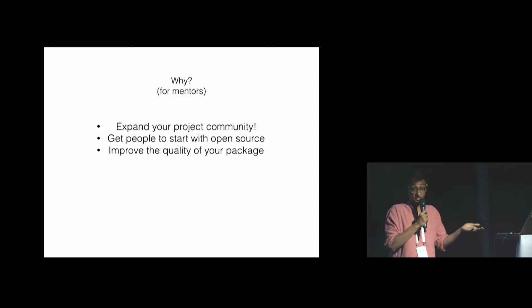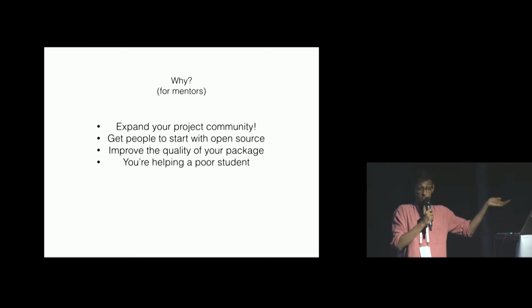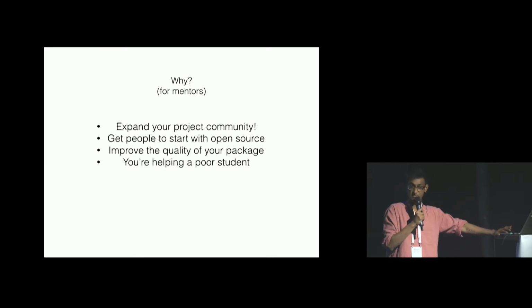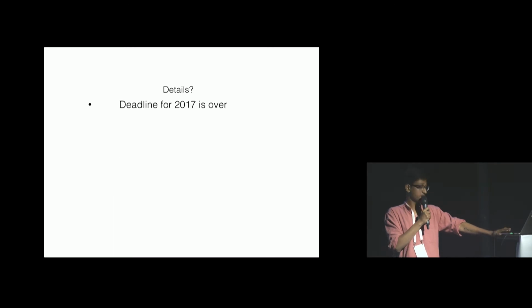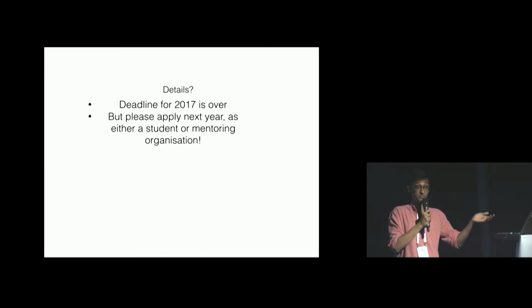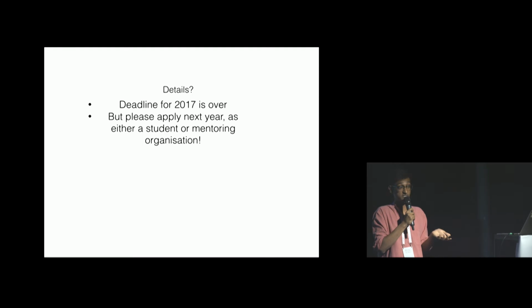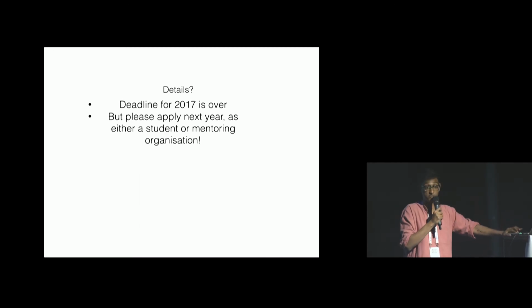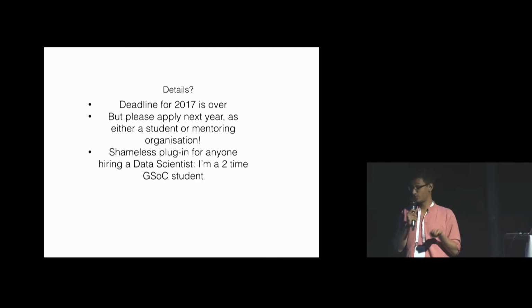You also improve the quality of your package because you have conversations between students and between mentors. And if you're a mentor, you're going to help a poor student, so you're going to make people happy. More details: sadly, the deadline for 2017 is over because summer's already started, as you can see from the lovely weather. But please apply next year, either as a student or a mentoring organization. If any of you have a GitHub repo with Python code in it, just submit it to Google. And a shameless plug for anyone hiring data scientists: I'm a 2-time Google Summer of Code student, so hire me.